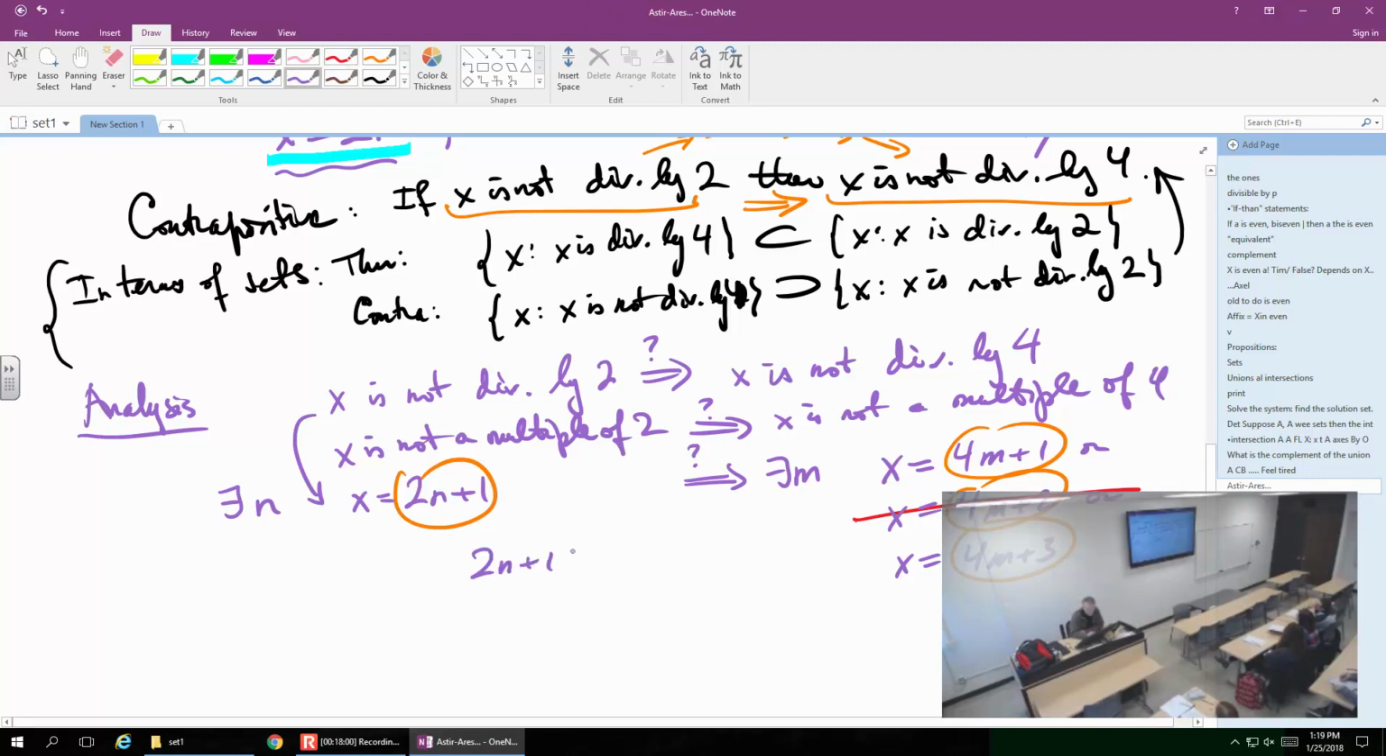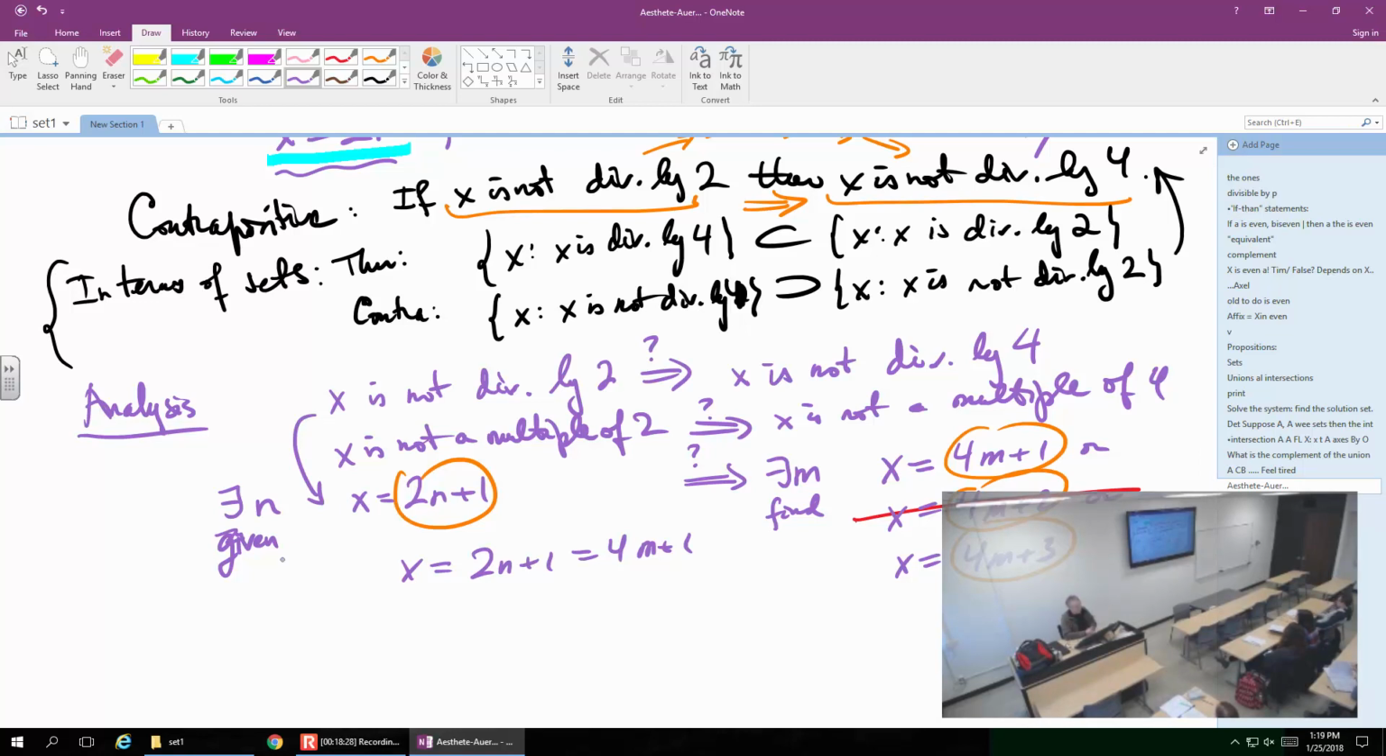2n plus 1 is equal to 4m plus 1. It's the same x, right? So n is given. See over here, and we need to find m. That's the difference between the "there is" in the assumption and the "there is" in the conclusion: it turns a given number into a number that you need to find. Okay, so n is given, and now we need to find m. How?